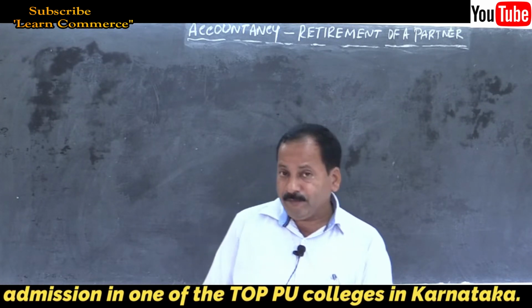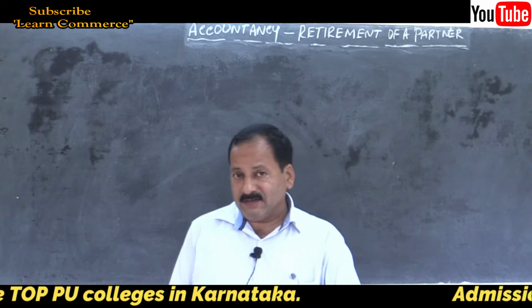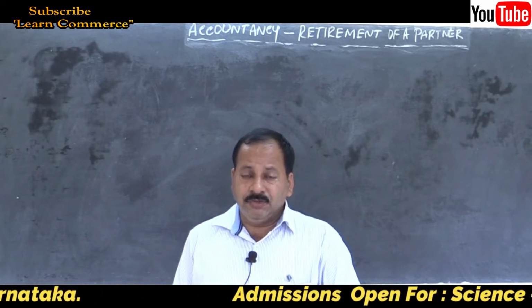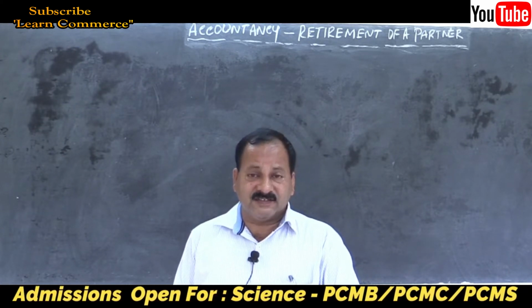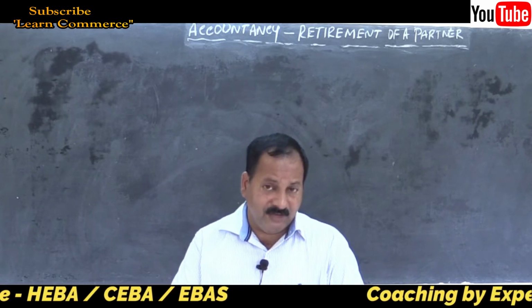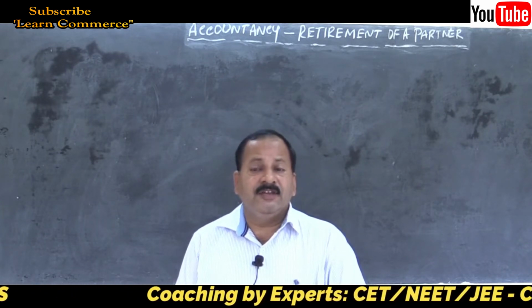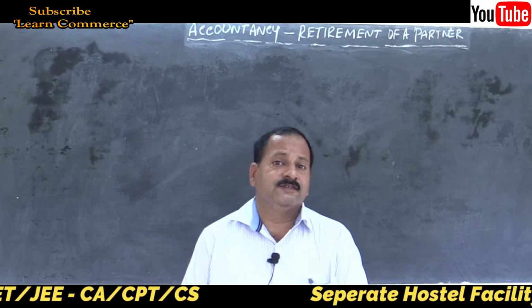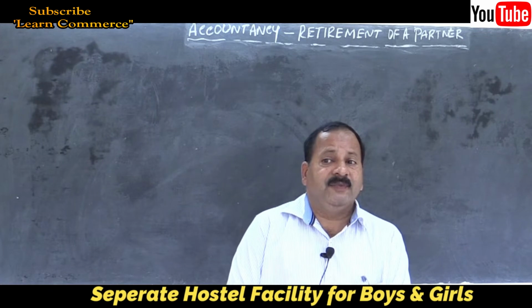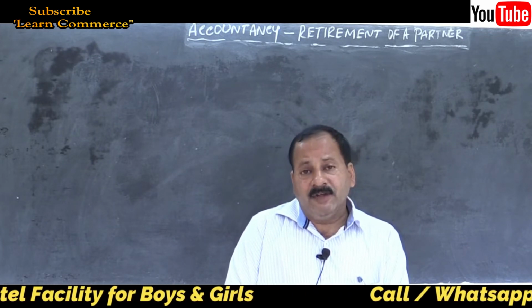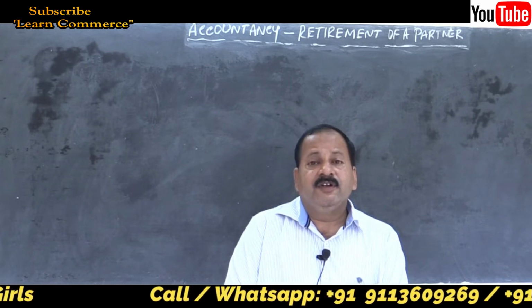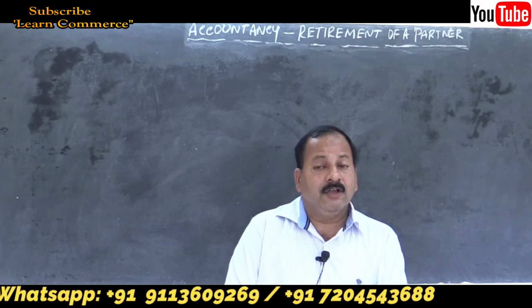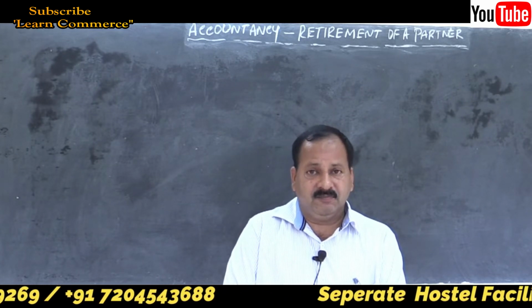You know the steps to be followed. First you have to prepare revaluation account to know the changes in the values of assets and liabilities. Profits or losses should be transferred to all partners' capital accounts in their old profit sharing ratio. Then you have to prepare combined capital accounts of partners. There you have to do a lot of adjustments, like accumulated profits or losses should be transferred to capital accounts of partners, all partners including retiring partner.